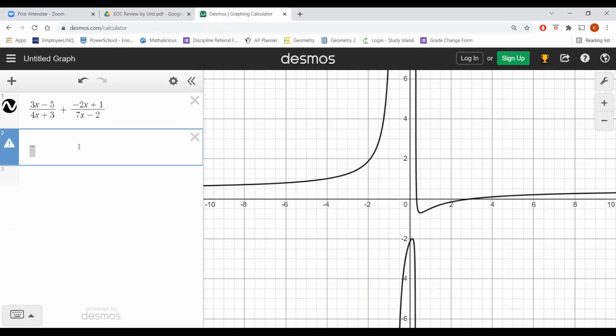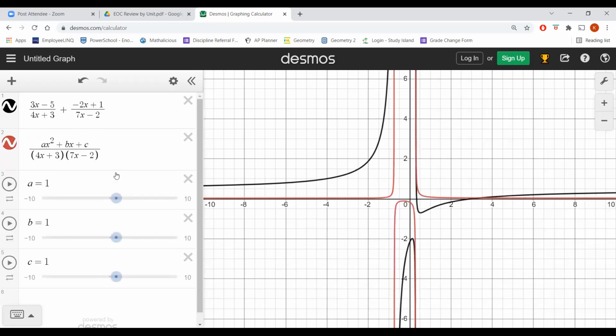So for the second fraction, I'm typing the bottom, and we're actually going to type the a. So I've got ax squared plus bx plus c. And you can see that anytime you use a variable that is not x or y, Desmos gives you the option to make a slider, and we're actually going to do that. It says add slider, and I'm going to say yes, add all of those.